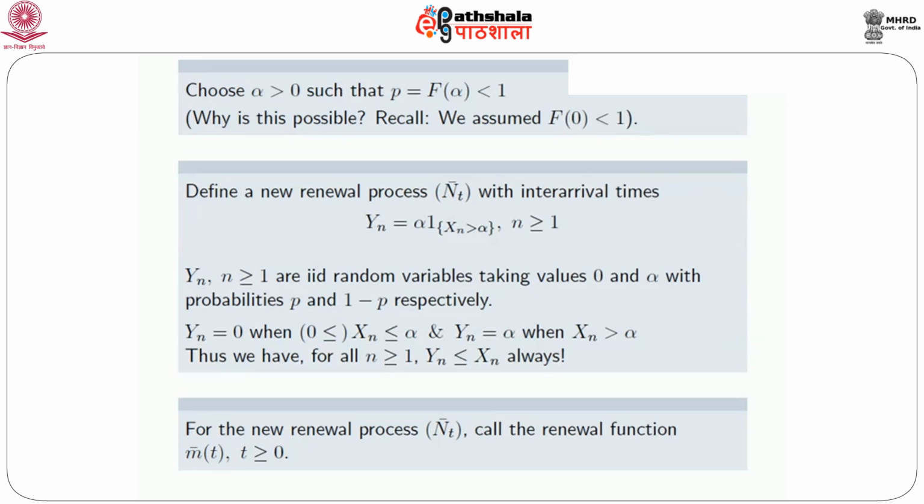So for all n greater than or equal to 1, Yn is less than or equal to Xn always, which is exactly what we said. Thus this new renewal process N hat t has interarrival times which are shorter than the interarrival times of the original N process, and therefore N hat t is always going to be larger than or equal to N t. So for this new renewal process N hat t, call the renewal function M bar t.